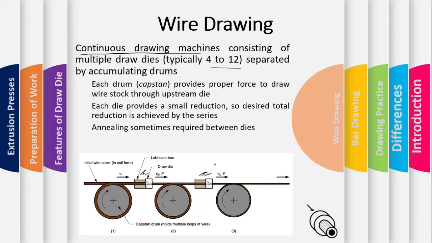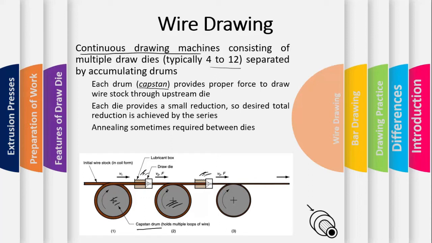These dies are separated by accumulating drums that are known as capstan drums. So these die pairs are separated by accumulating drums which are accumulating the wire. The name of this accumulating drum is the capstan drum, right? So what is the purpose of the capstan drum? First, as we can see here, it is holding the wire, it is storing the wire, so we can have a continuous supply of the wire.